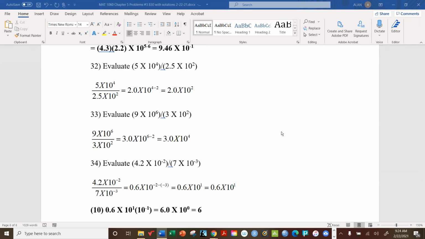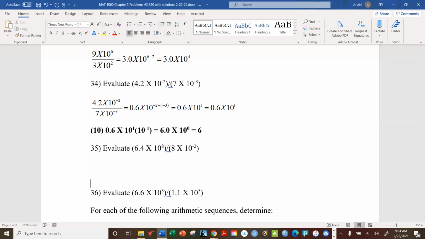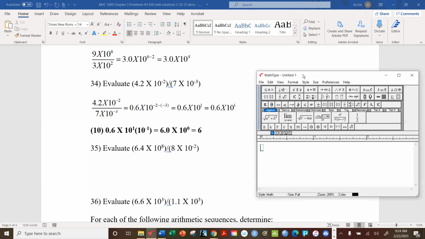All right, so now the next one is another ratio. We got two more ratios, then we can switch our attention to sequences. Okay, so we've got 6.4 times 10 to the 8th. Down here we have 8 times 10 to the minus 2. So we're gonna have to be careful again. Look at that. There's a minus in the denominator. So here we have 0.8 times 10 to the 8 minus a minus 2. See that? We're gonna have 0.8 times 10 to the positive 10.